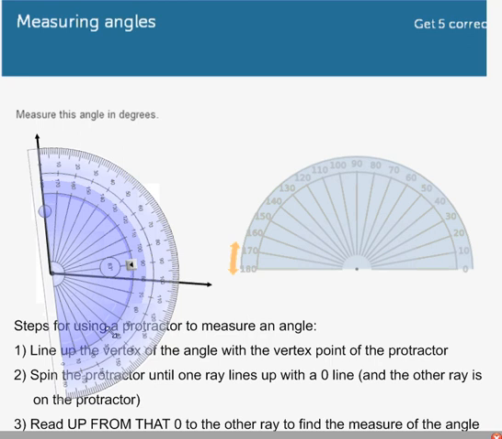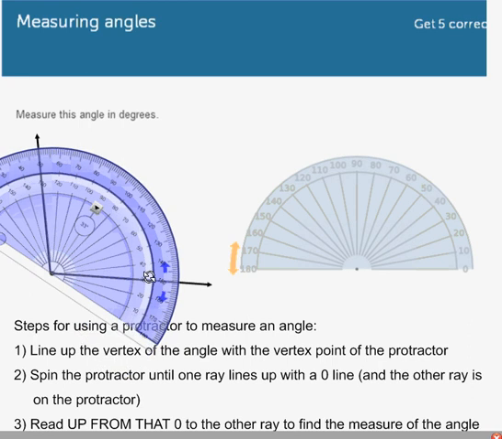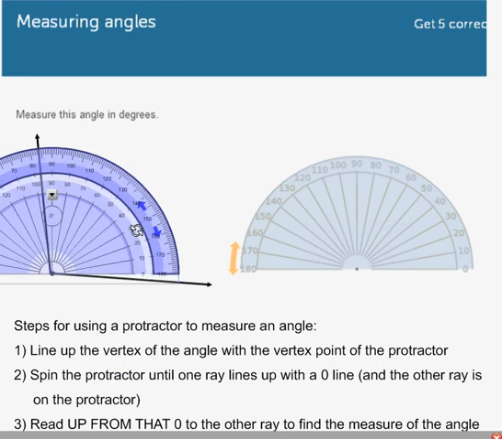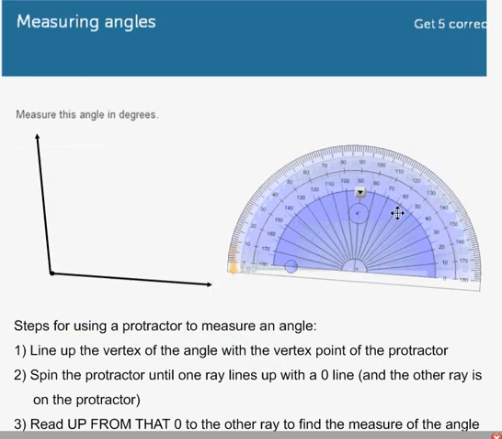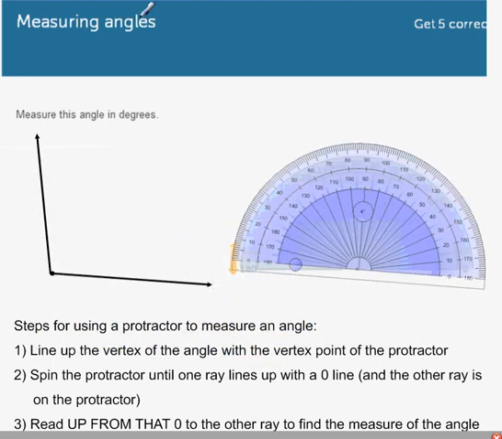Going back and looking at our steps, I could have lined up the other ray with the other 0 line. So if I had lined it up this way, this ray down here would be lined up with the inner number 0. So I would read up from that 0 and I would still see that my angle is in fact 100 degrees. So let's label that. And that's how we measure an angle.